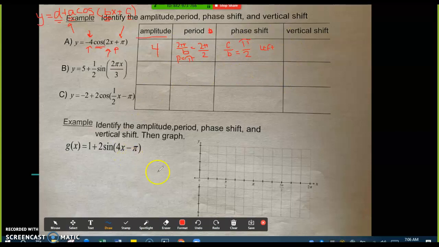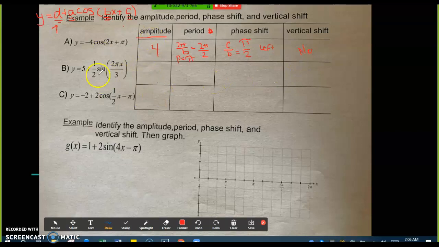And let's talk about our vertical shift. And I'm going to erase some of this stuff. Vertical shift is what is being added or subtracted to the entire function, or our D value. If we look at this, is there anything being added to the entire function? No. All right. So there is no vertical shift.